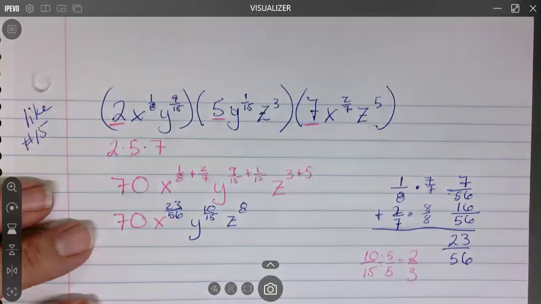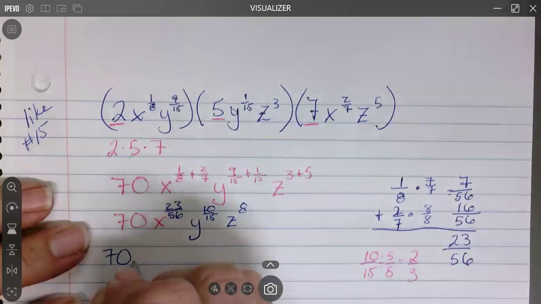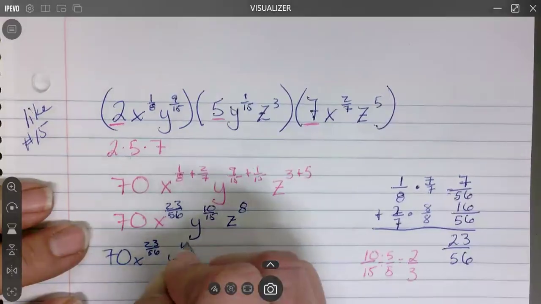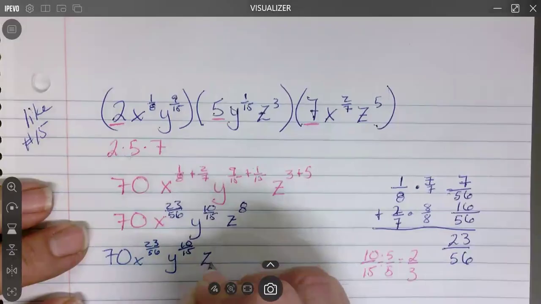So our final answer will be 70x to the 23 over 56, y to the 10 over 15, z to the 8.